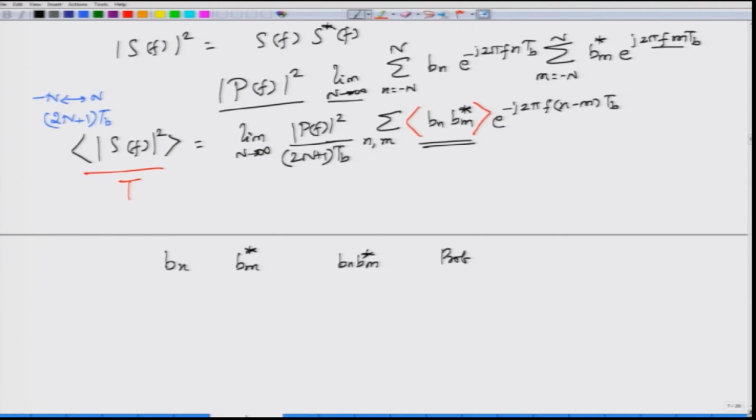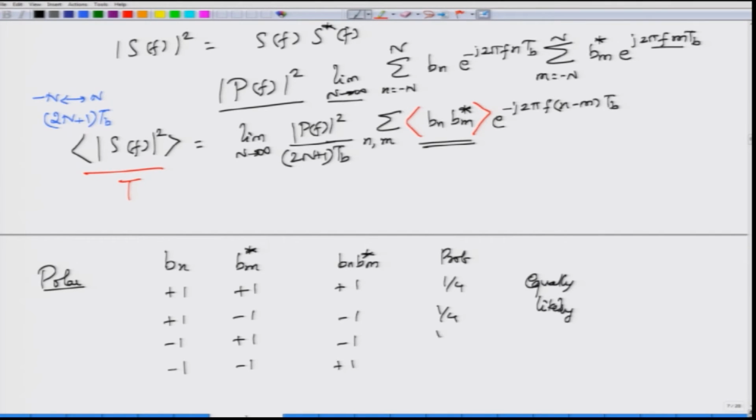It can be for the polar form, which let us consider as the first example. Bn can be +1, the sequence at the mth slot can be +1 too. You can have +1, here maybe -1, you have -1, you have a +1, and you have -1 and a -1. The product will be +1, -1, -1 and +1. There are an equal number of +1s and equal number of -1s. If you now assume that all the bit combinations are equally likely to occur, then this probability would be 1 by 4, 1 by 4, 1 by 4 and 1 by 4.